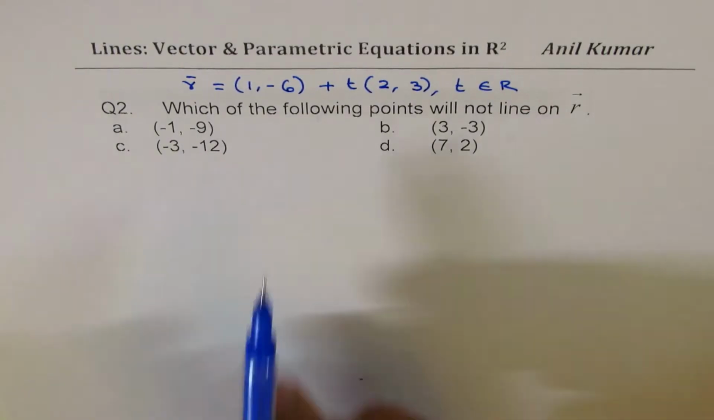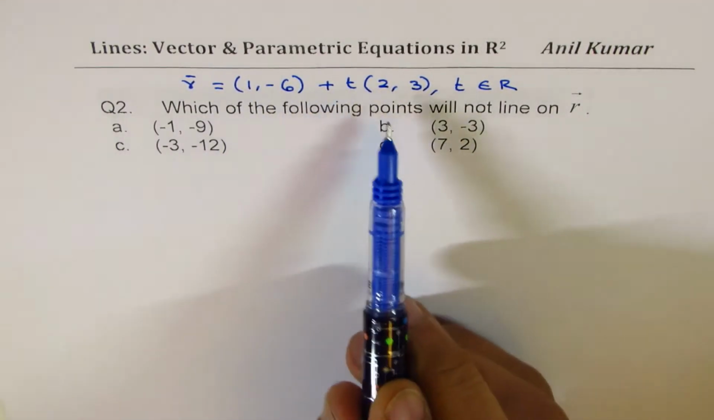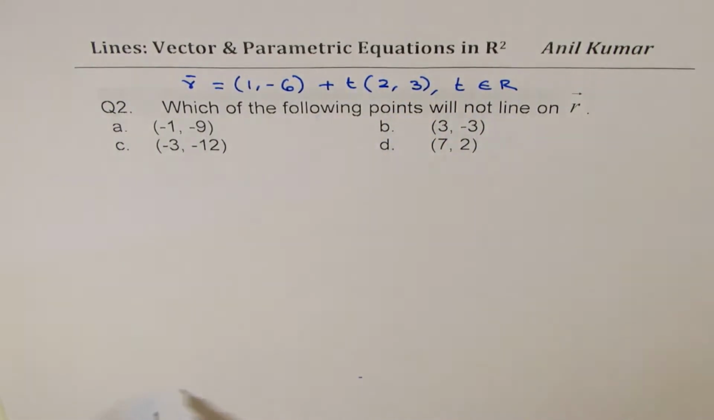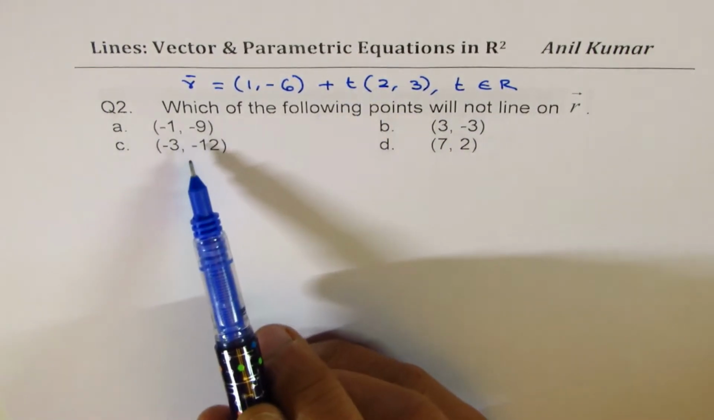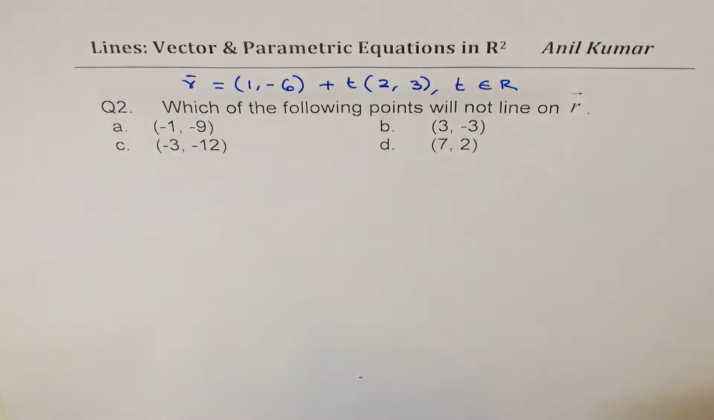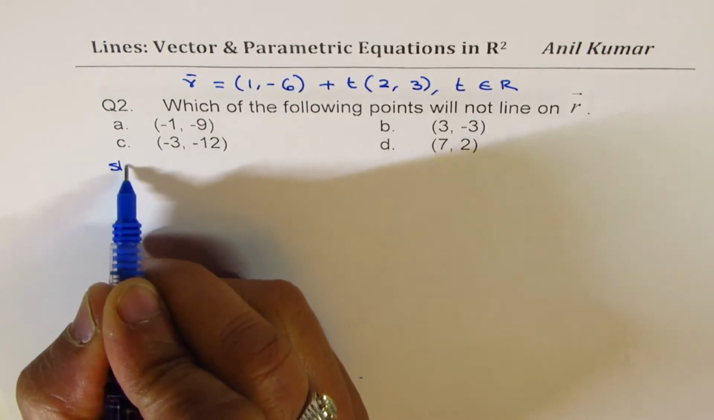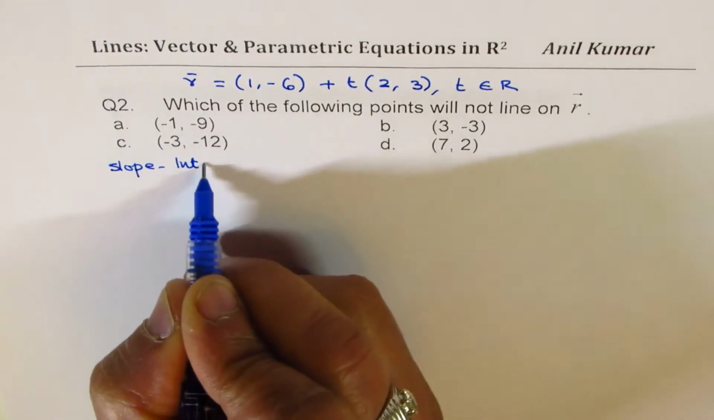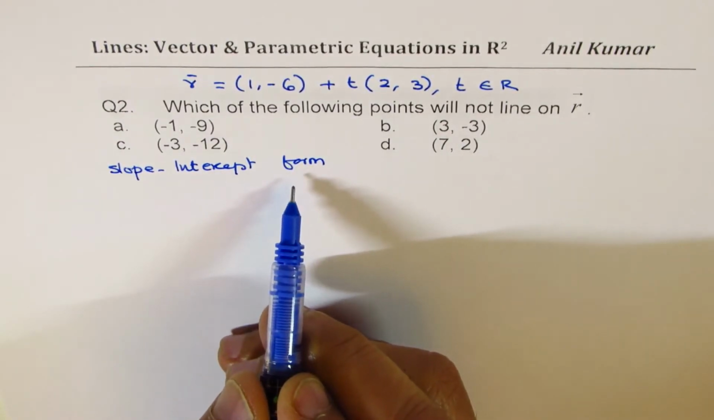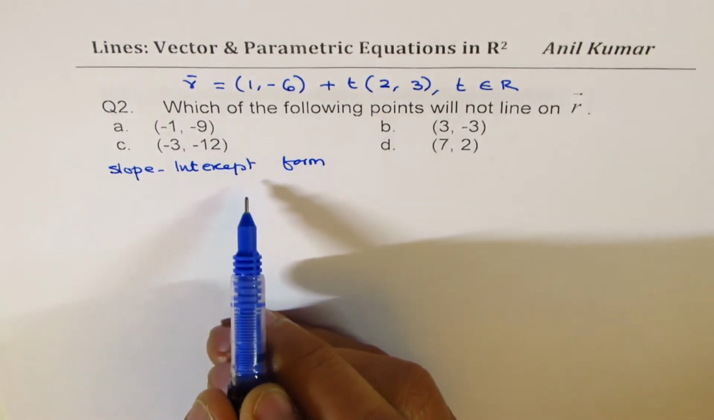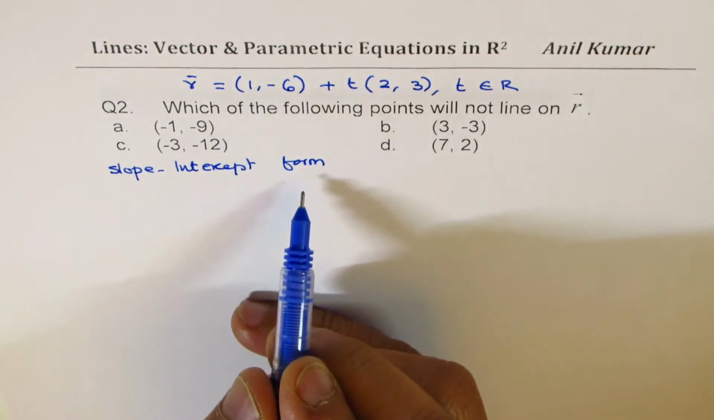Question number 2. Which of the following points will not lie on the line r, which is 1, minus 6, plus t times 2, 3, t belongs to real numbers? One method here is that you could substitute different values of t, make a list and check your points. The other method, which I prefer, is to write the equation of the line in slope-intercept form. I did not include any equation here to convert this, so I'll take this opportunity to show you how to write the equation of a line in slope-intercept form, right?